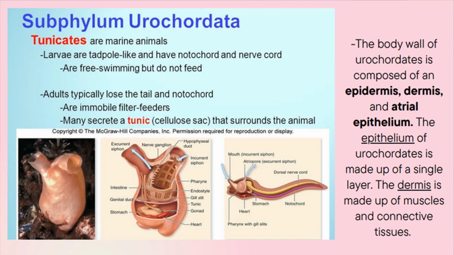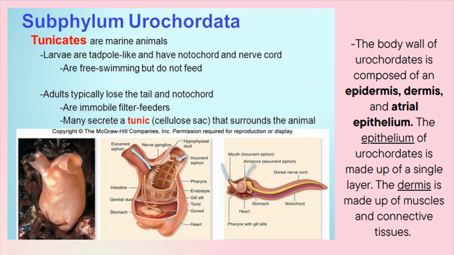A tunicate is a type of marine invertebrate belonging to the subphylum Tunicata. It is classified as a chordate, a phylum comprised of all creatures possessing dorsal nerve cords and notochords. The larvae are tadpole-like and have a notochord and nerve cord. The larvae are free-swimming but do not feed. A notochord is a flexible rod-like cord of cells that provides the main support for the organism's body during its embryonic stage. In some organisms like the tunicates, the notochord disappears in the adult stage. In other organisms like the vertebrates, the notochord is replaced or surrounded by the backbone in the adult stage.